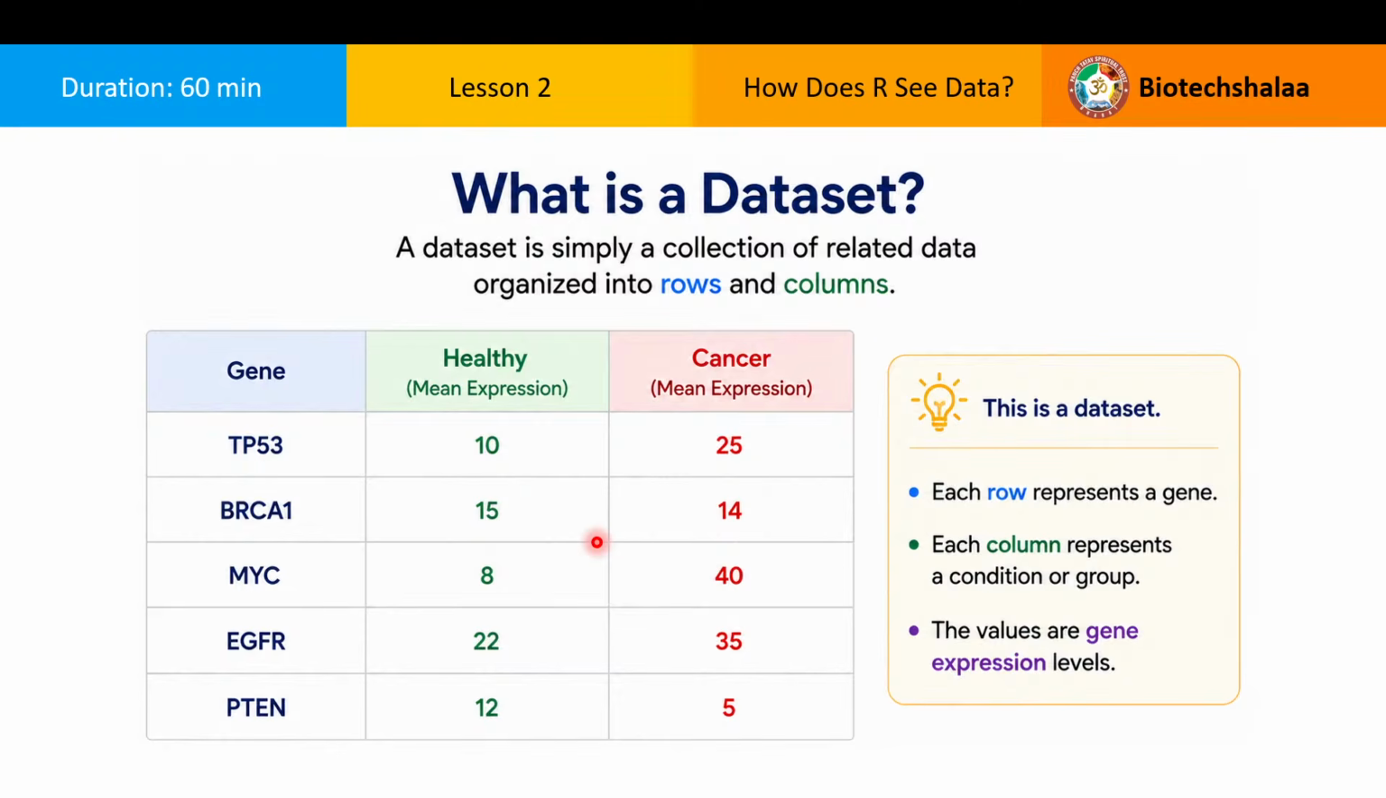For example, you ask R to show you the TP53 row, or later you ask it to calculate the average expression in cancer, or find the genes with higher expression in cancer. R can only do those things because it first stores this table. So R works with organized data. It does not work with random numbers or random words. It works with organized data, and this is why bioinformatics data sets are usually arranged as tables.